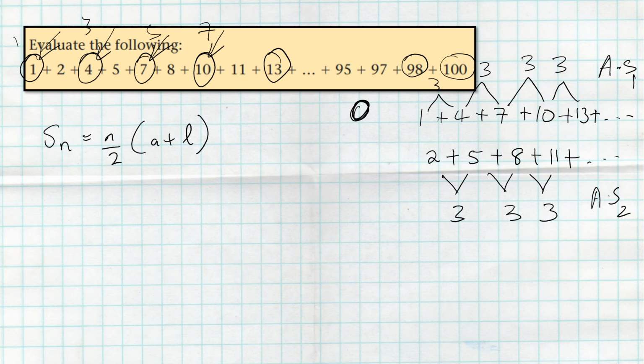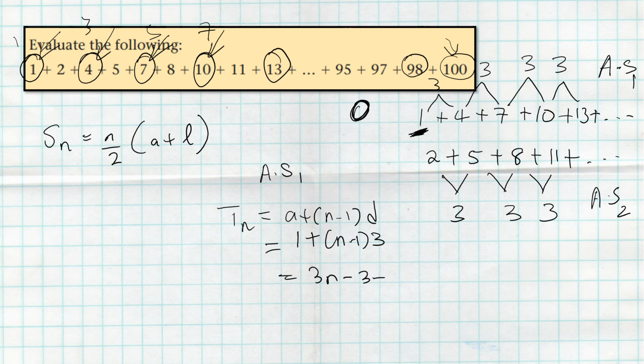So, very important. I'm starting with arithmetic sequence 1, which is the one in the circles. Tn equals a plus (n minus 1)d. I'm going to check whether 100 is a term in arithmetic sequence 1, or whether 98 is the one for that. Our a in arithmetic sequence 1 is 1, plus (n minus 1), and our common difference is 3. So it's 3n minus 3 plus 1, which is 3n minus 2.